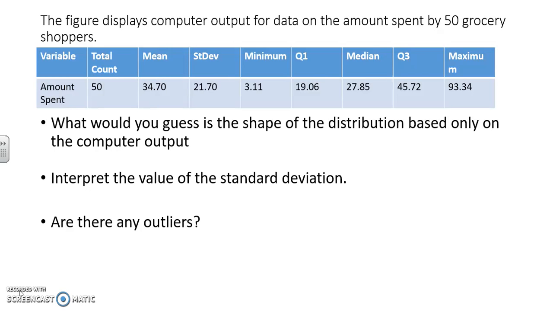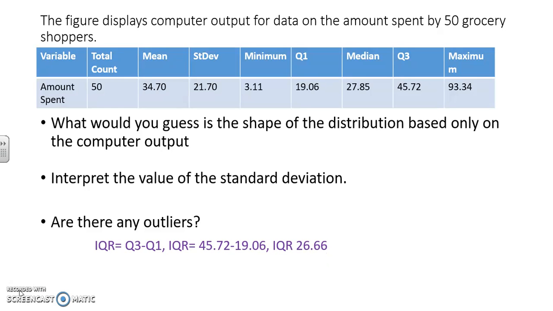And the last question asks, are there any outliers? Well, how can we figure that one out? We don't even have all the data set numbers. Well, we do have the median, the minimum, and the maximum. We even have the Q1 and Q3, but we know that the Q1 and Q3 can't be outliers. So let's see. Do you remember the formula for an outlier?